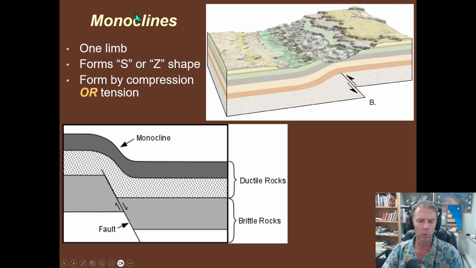So our last fold that we'll look at is what's called a monocline. Monoclines are a little bit different. Maybe I'll go back to my, blow myself up a little bit bigger and show you what a monocline might look like with the foam.